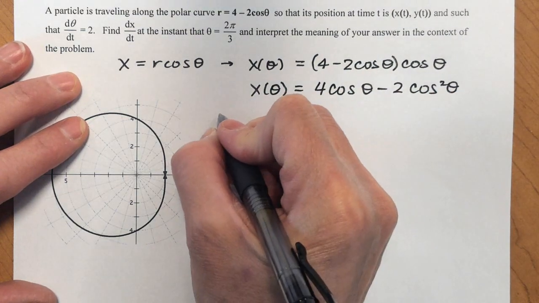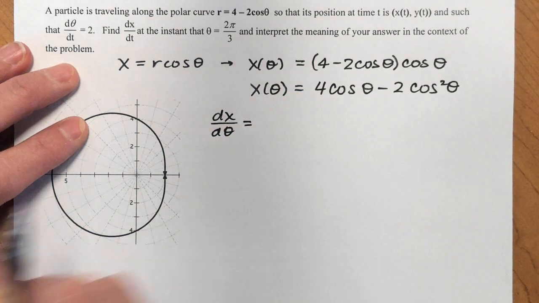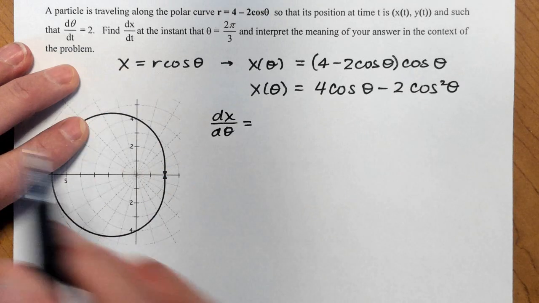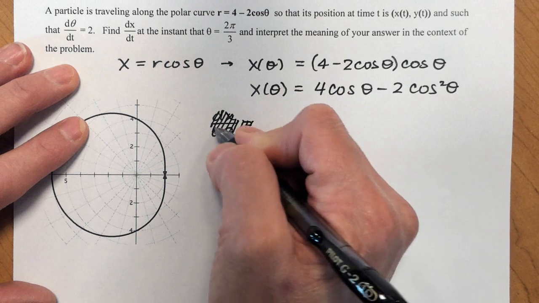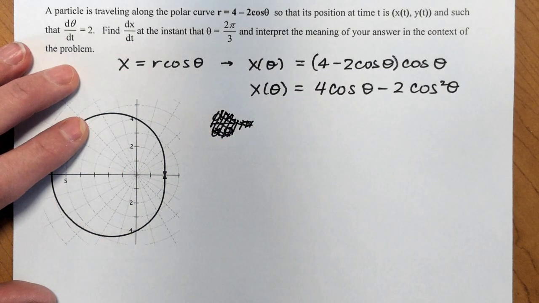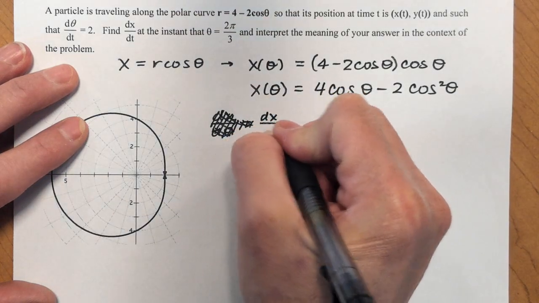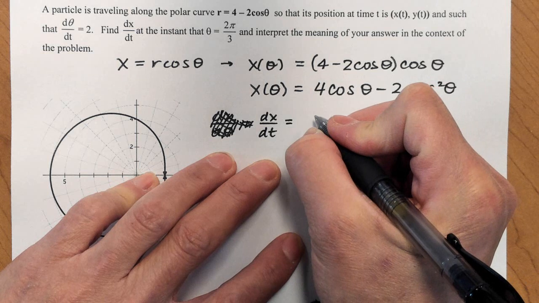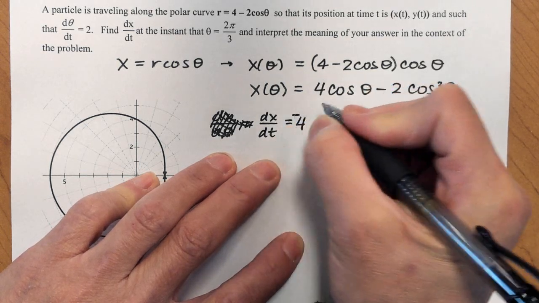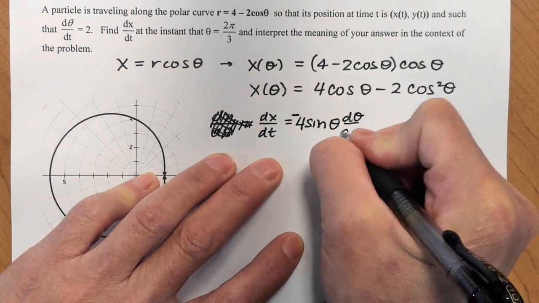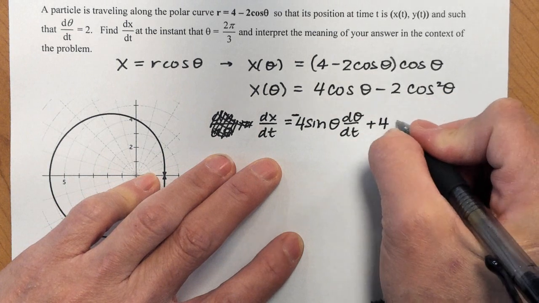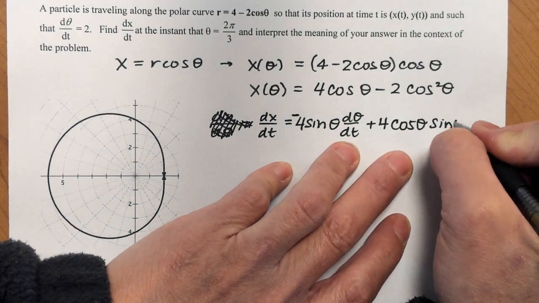All right, now I'm going to take the derivative, dx d theta. Oh, no, sorry. Now, tricky problem here. Let's pay attention. We are not given the relationship that dx d theta equals dx dt. So we're going to take the derivative with respect to time, dx dt, implicitly differentiating with respect to time. So this is going to be negative 4 sine theta d theta dt. That's why they gave you this piece of information over here. And then I'm going to have plus 4 cosine theta sine theta d theta dt.